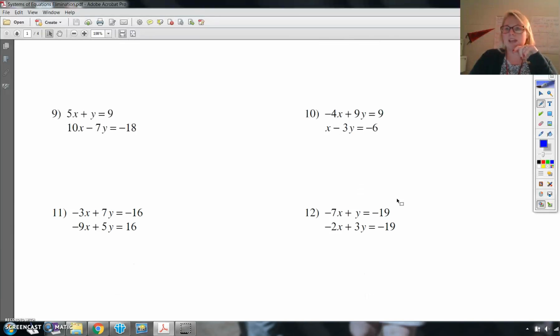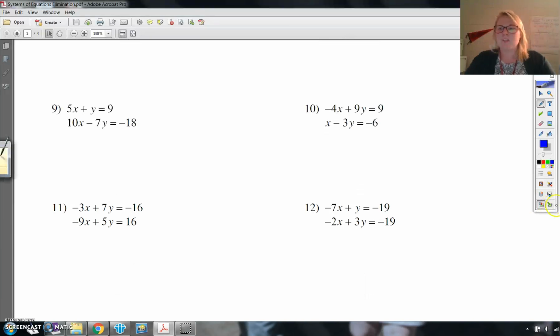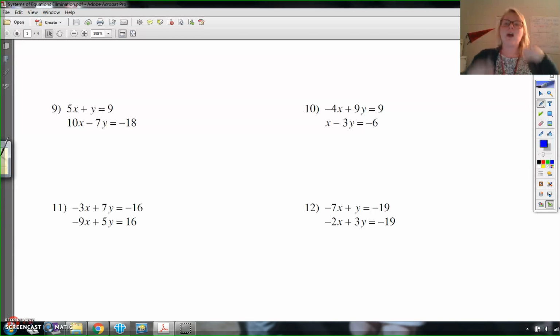Let's try number 9. Okay, so look at number 9. Is there anything that I look at that right away I'm like, oh, I can totally cancel those if I add? 5x plus 10x isn't going to cancel. y plus negative 7y isn't going to cancel. So I can multiply one or both equations by a number. As long as I multiply everything by that number, it's perfectly fine.